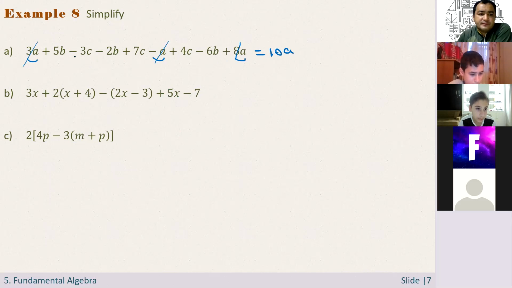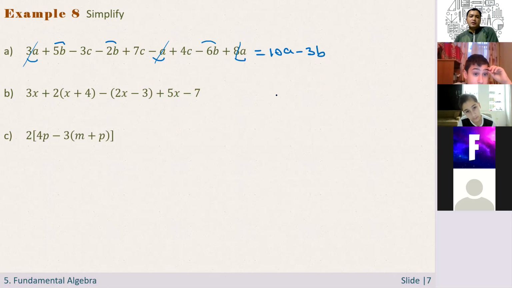Okay, now b's. Here we have 5b, negative 2b, and minus negative 6b, right? First identify, after that we will simplify. It will be 5b minus 2b, it is 3b. 3b minus 6b, that is minus 3b, right? Okay, we are done with b. How about c's? Minus 3c plus 7c, that is 4c. 4c plus 4c, that is 8c. Done.